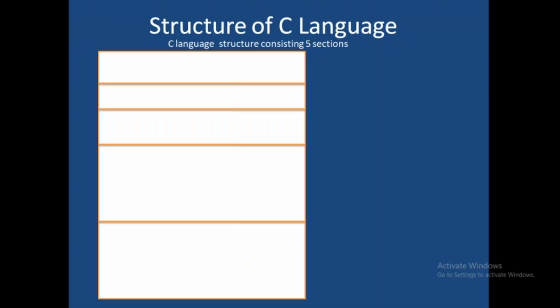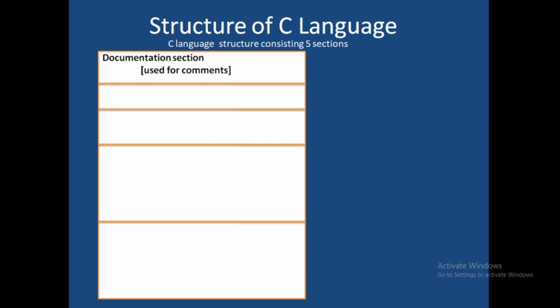Already in the features we saw that C is a structured programming language. So if you want to write a C program, we must follow this structure. C has a structure to write a program, and it consists of 5 sections. The first section is the documentation section. It is at the top.